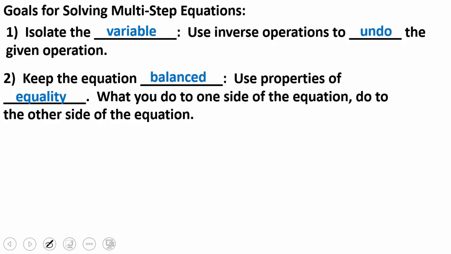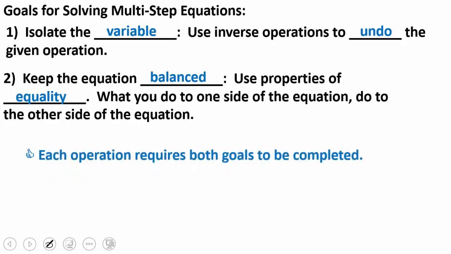And now here's two things you need to write down. The first one says each operation requires that both goals be completed. You've got to do it. So if it's two-step means two operations, I'm going to write that down. Two-step means two operations.